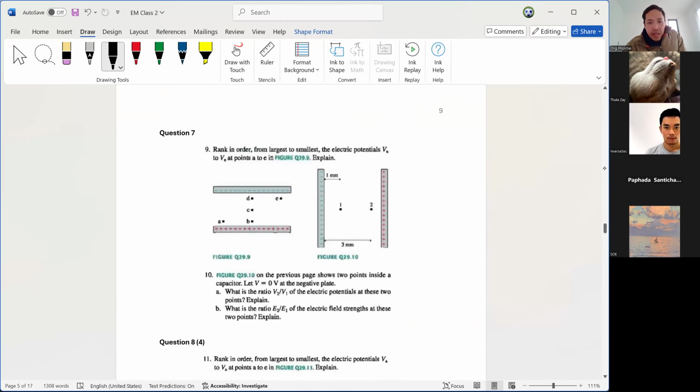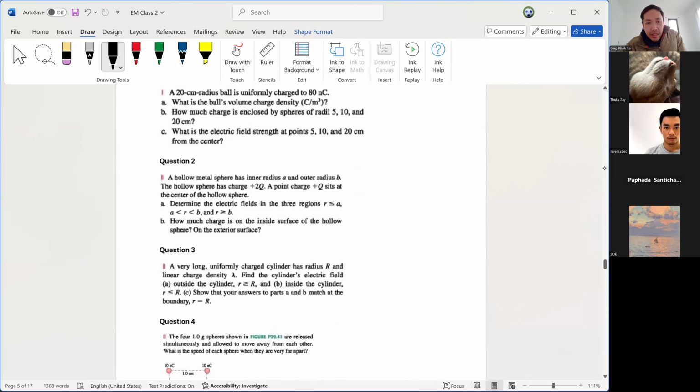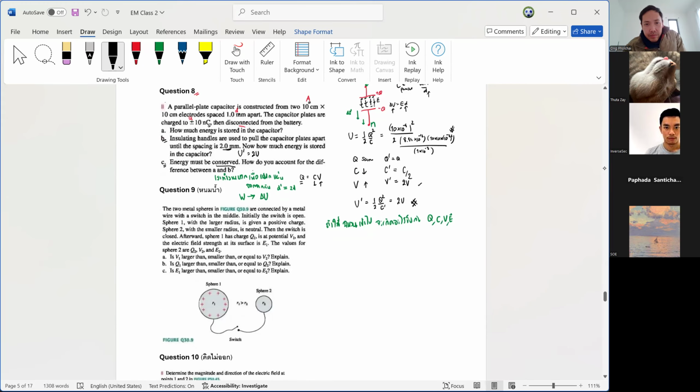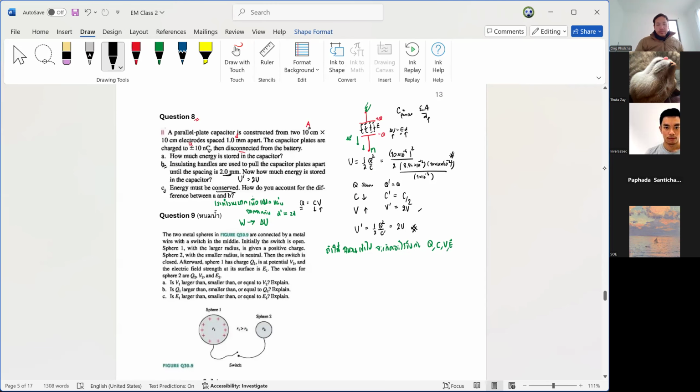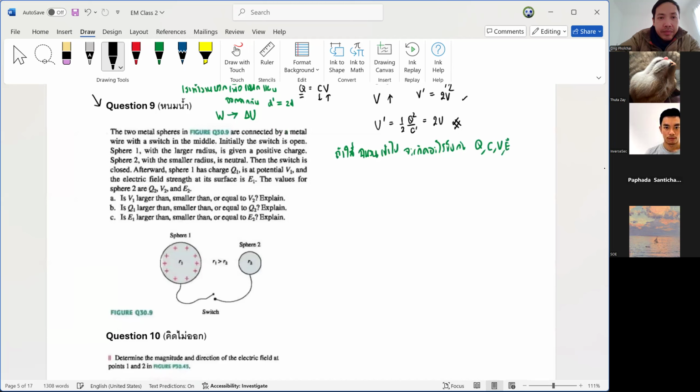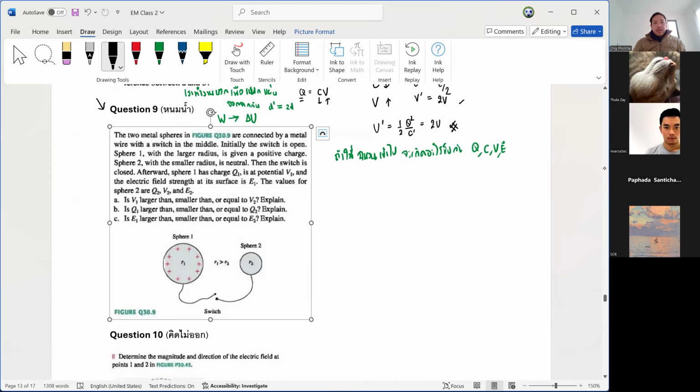Now let's look at some of these questions. Let's look at question number 9. So the situation is you have two metal spheres. They are connected by a wire with a switch in the middle. Initially, the switch is open, and sphere 1 has a larger radius and a positive charge. Sphere 2 has a smaller radius and is originally neutral. And then you close the switch.